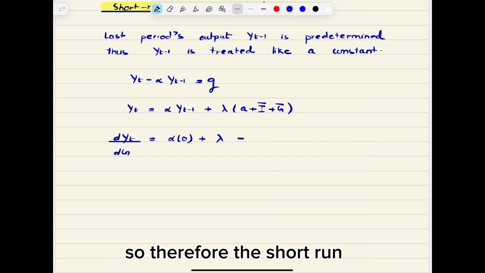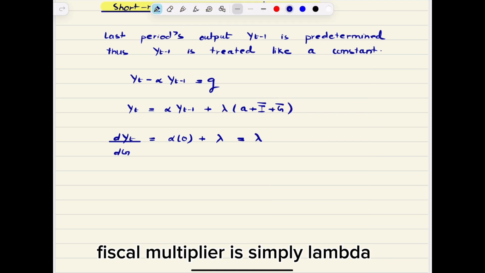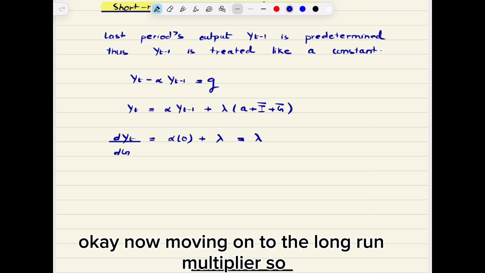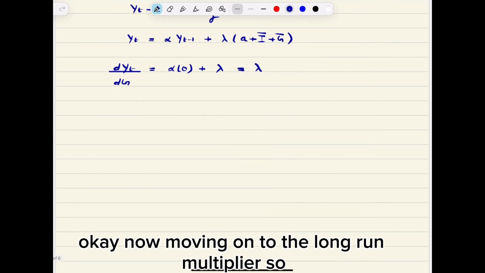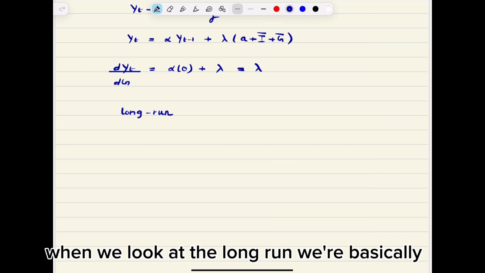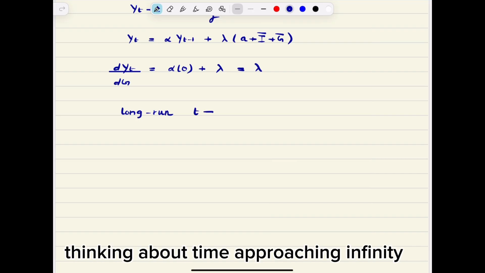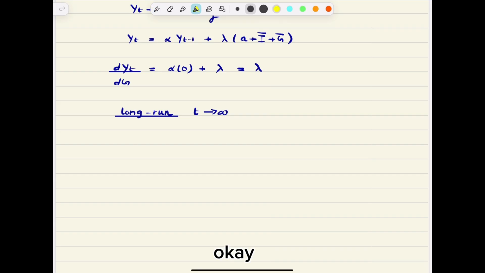So therefore, the short run fiscal multiplier is simply lambda. Okay, now moving on to the long run multiplier. When we look at the long run, we're basically thinking about time approaching infinity. Okay, what was our difference equation?